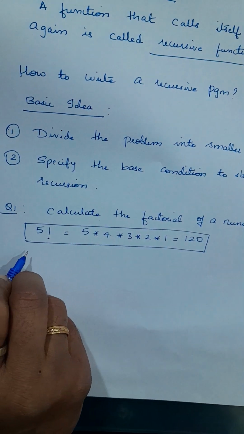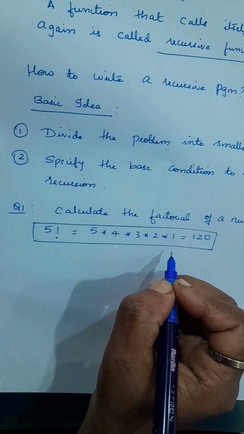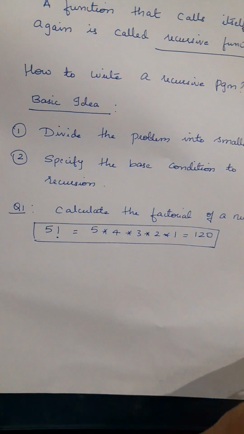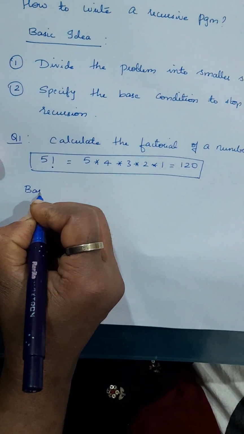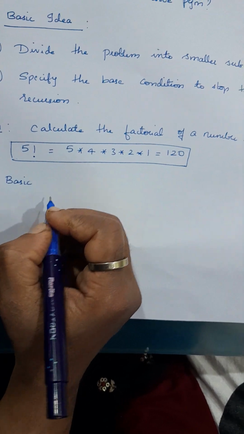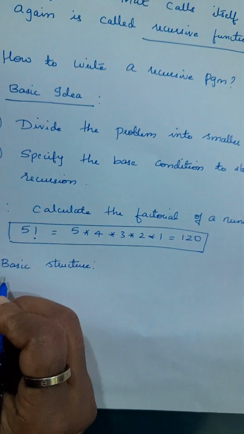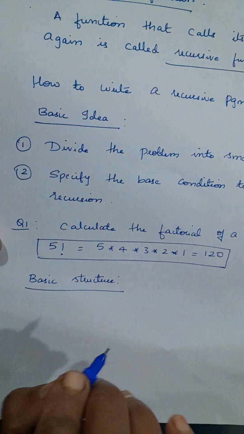Suppose my number is 5 factorial. I have to find out 5 into 4 into 3 into 2 into 1. This is the mathematical logic in order to find out factorial of a given number. Fine. So for this, let me first teach you what is the basic structure for any recursive program. What is the basic structure to find out any given problem using recursion?